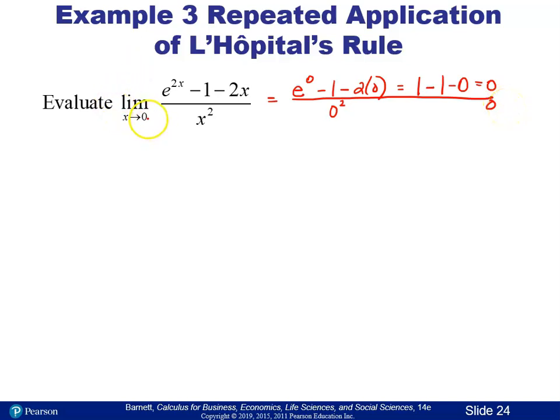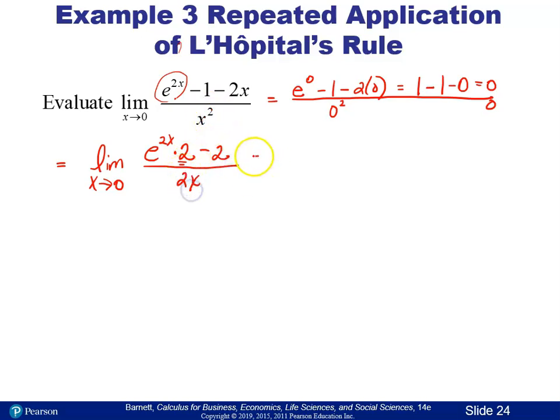And I just need to take the derivative of that. So the limit as x goes to 0, the derivative of this is going to be e to the 2x times 2. Don't forget the chain rule part of that, because that would be e to the 2x times the derivative of that 2x, which is 2. The derivative of 1 is 0, so I don't have to put anything there. And the derivative of negative 2x would just be minus 2. And then the derivative of x squared would be 2x.